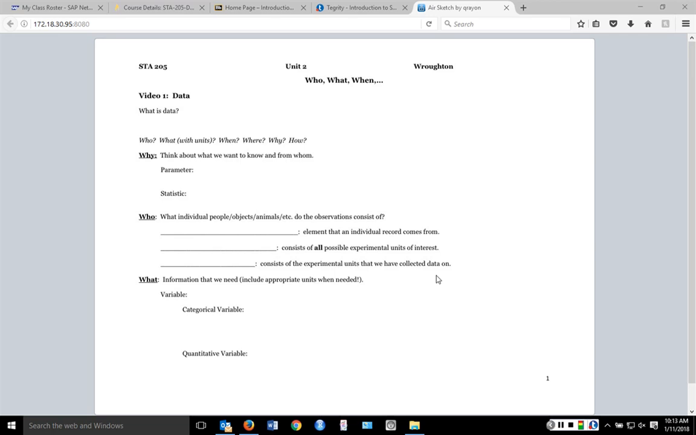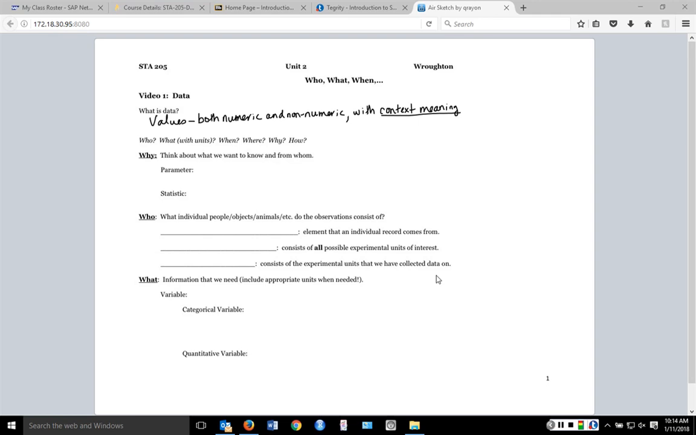So the first one we're going to talk about is what is data. Data is defined as values, and this can be both numeric or non-numeric, with context and meaning. And this with context and meaning is an important part. For example, I don't want just numbers. I need to know what those numbers mean to me.